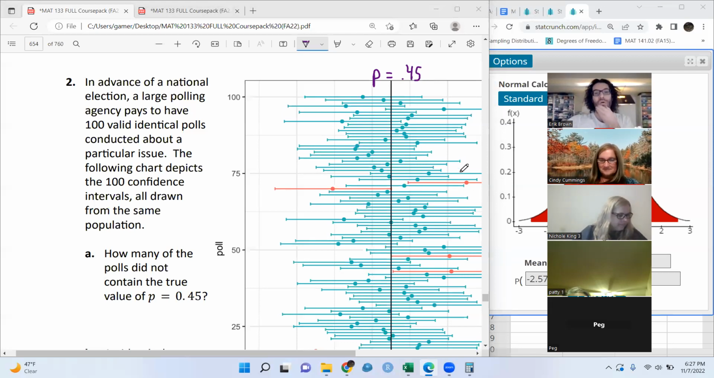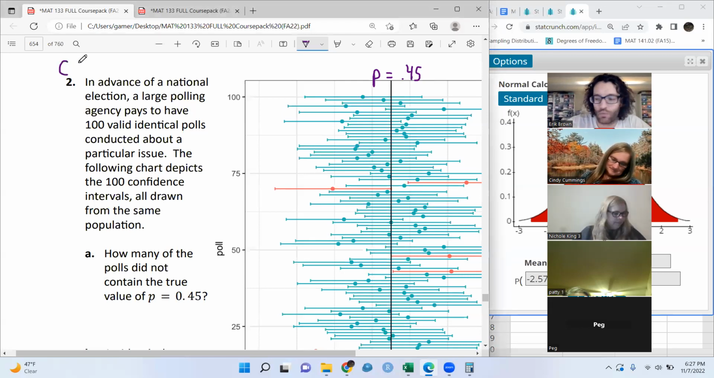Okay, so here is a look at the confidence level. This is to help you understand what we mean by confidence level.